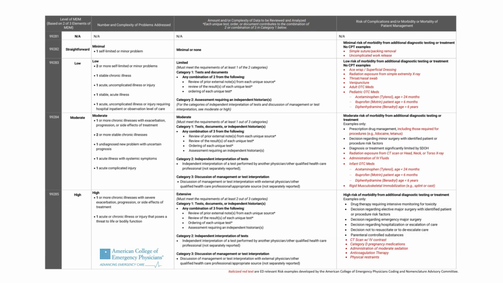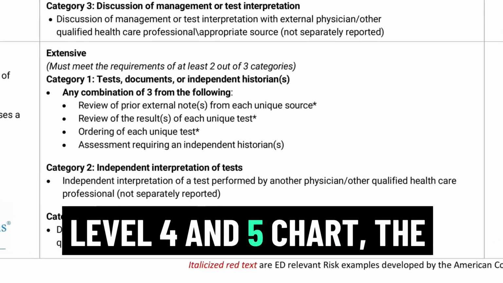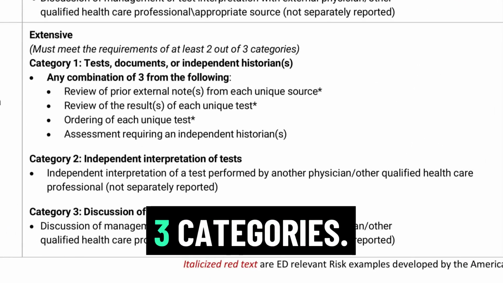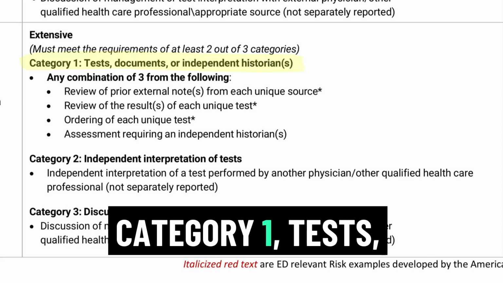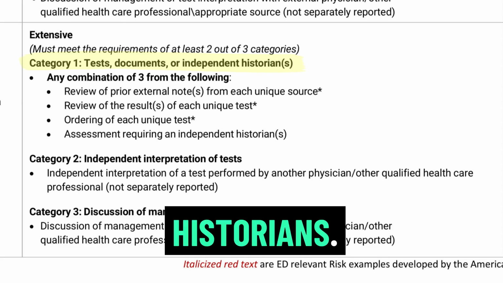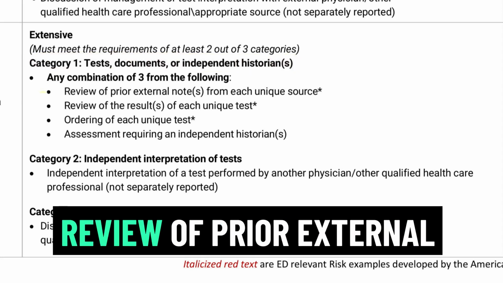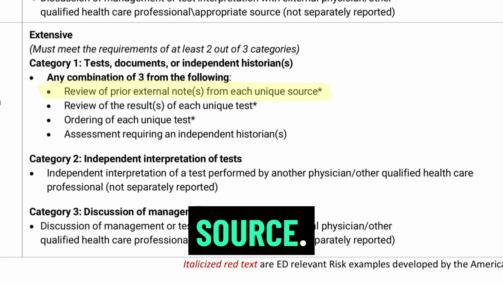known as data. As you can see, in a level 4 and 5 chart, the data column is divided into 3 categories. Let's discuss each category in more depth. Category 1, tests, documents, or independent historians. The first subcategory is review of prior external notes from each unique source.